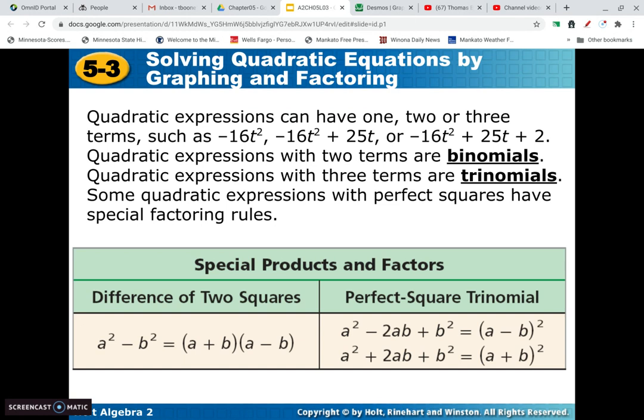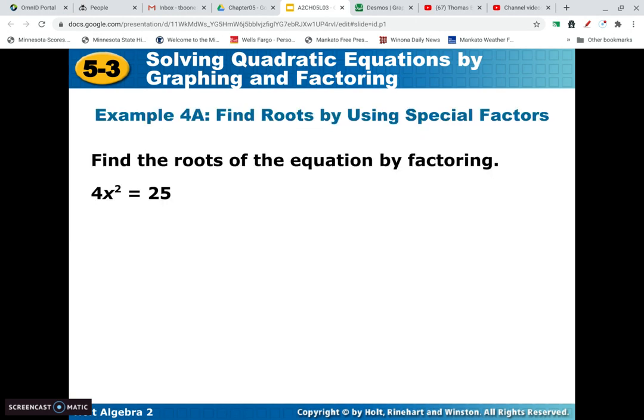All right, now there are some special types of products and factors. One is a difference of two squares. So if you have something like x squared minus 25, which is a perfect square, you can factor that into x plus 5 and x minus 5. We have perfect square trinomials. That's where you get the same factor in each one. Okay, so we'll kind of show you how that works here.